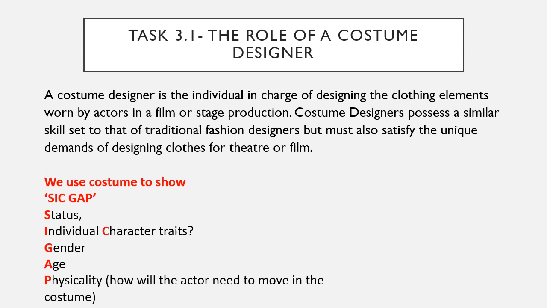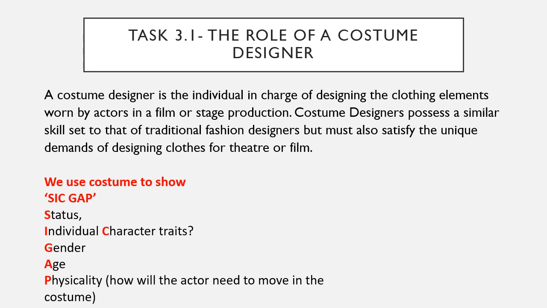Moving on then to our G, which is gender. Obviously, Lucy is a female and Mr. Tumnus is a male. So how would we show the difference between the two? Age is a big factor. Lucy is very young and Mr. Tumnus is very, very old. So how could we show the difference between the two of them?